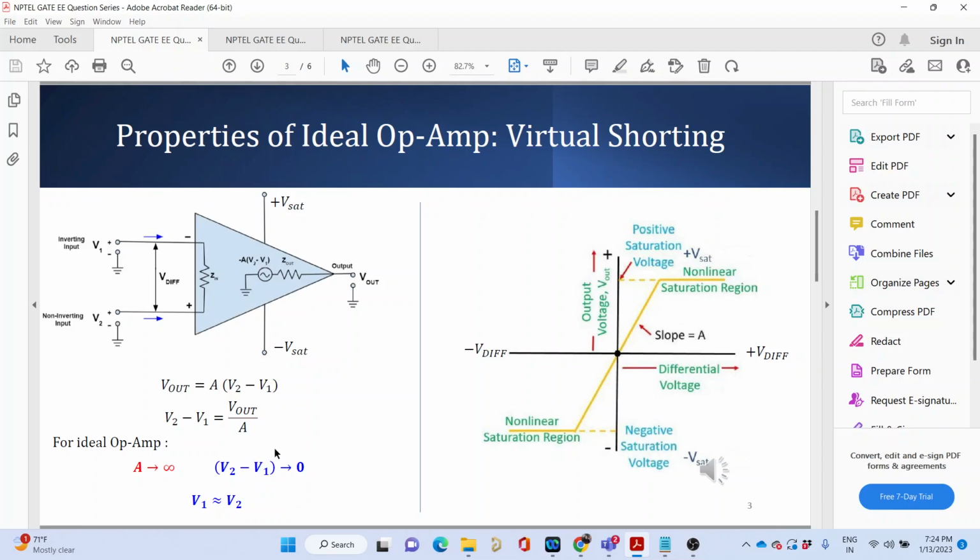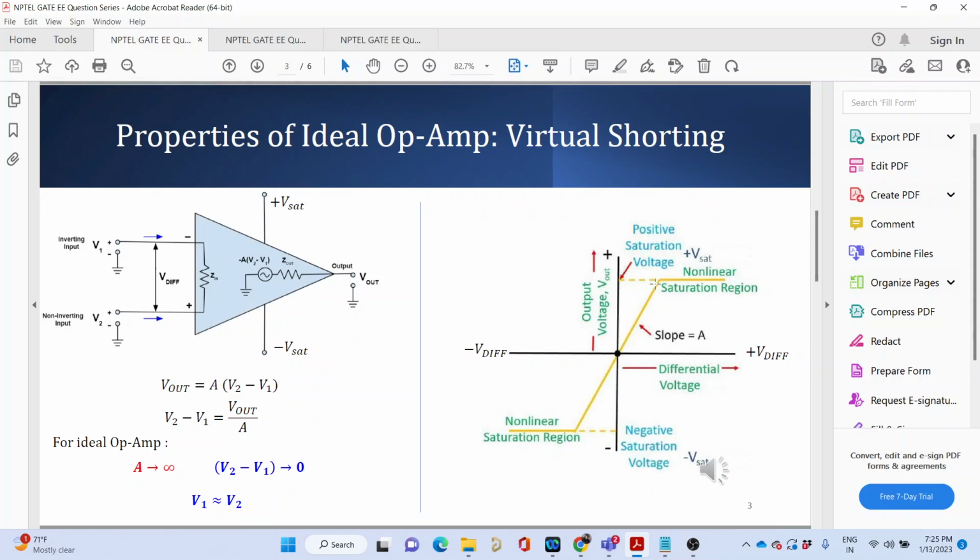But please keep in mind, do not blindly apply this concept everywhere. This is valid only when the op amp is operating in the linear region. That is why I have indicated the VI characteristics of an op amp. You see, when the op amp is in this linear region, then only can you write this equation, and then only can you say that V1 is almost equal to V2 because A is very high. What does A mean? That is the slope of this line.